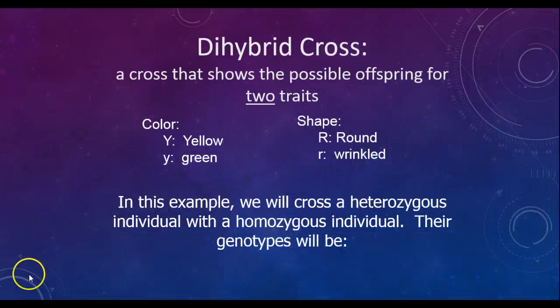and usually with some practice you'll get the hang of it. So let's begin to set up a dihybrid cross, which is something that shows the possible offspring for two traits. When we're looking at color, capital Y is yellow and lowercase y is green, and for shape, uppercase R is round, lowercase r is wrinkled. In this case, we will cross a heterozygous individual with a homozygous individual. Their genotypes will be big Y, big R, little r, and the other one will be big Y, little r, little r.